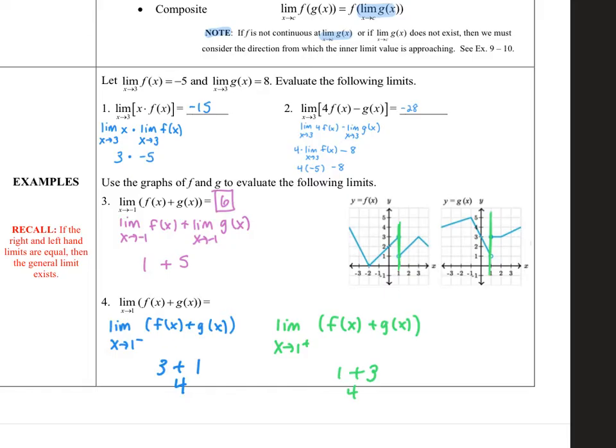And what I see is I actually have the same left and right-hand limits. And if your left and your right-hand limits match, that means the answer to the limit question is that answer. So my answer here is actually 4.